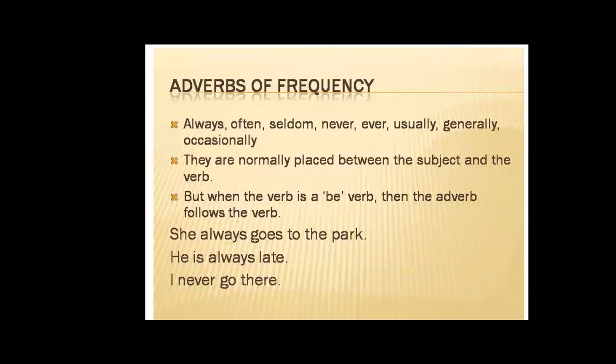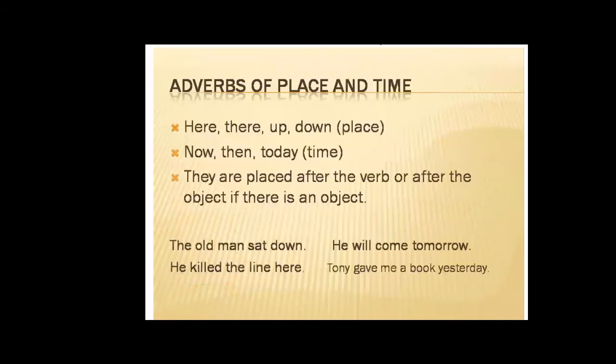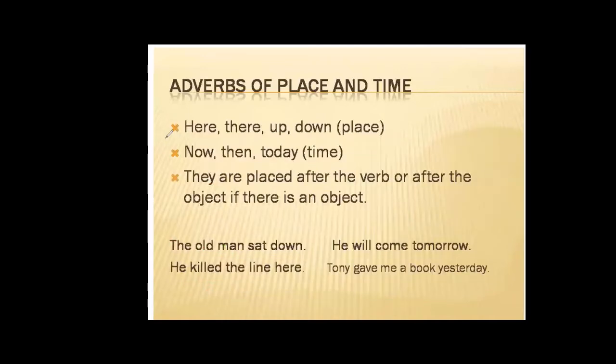Next is adverbs of place and time. Now, where do we place adverbs of place and time? Adverb of place is used to answer the question where. So when we ask the question where, the answer gives adverbs of place. Examples of adverbs of place are here, there, up, down. These all are adverbs of place.